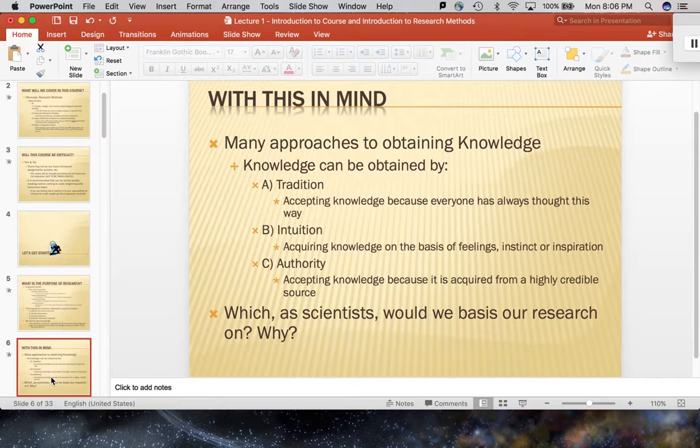The second way that we gain knowledge is through what we would call intuition. So we would acquire knowledge on the basis of feeling, instinct, or inspiration.